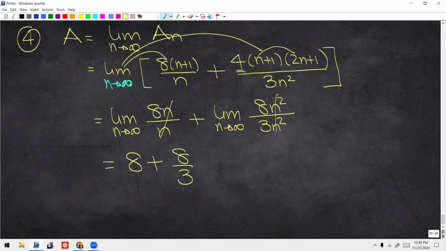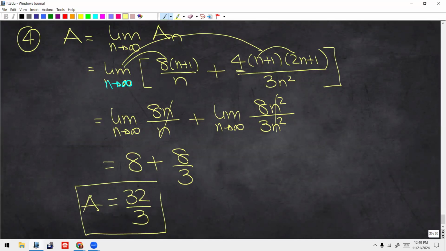And then we do the common denominator and add them up. So you get 24 plus 8 is 32 over 3. And this is the exact area under that. Not an approximation. This is the exact area. Isn't that cool? We were able to do that.